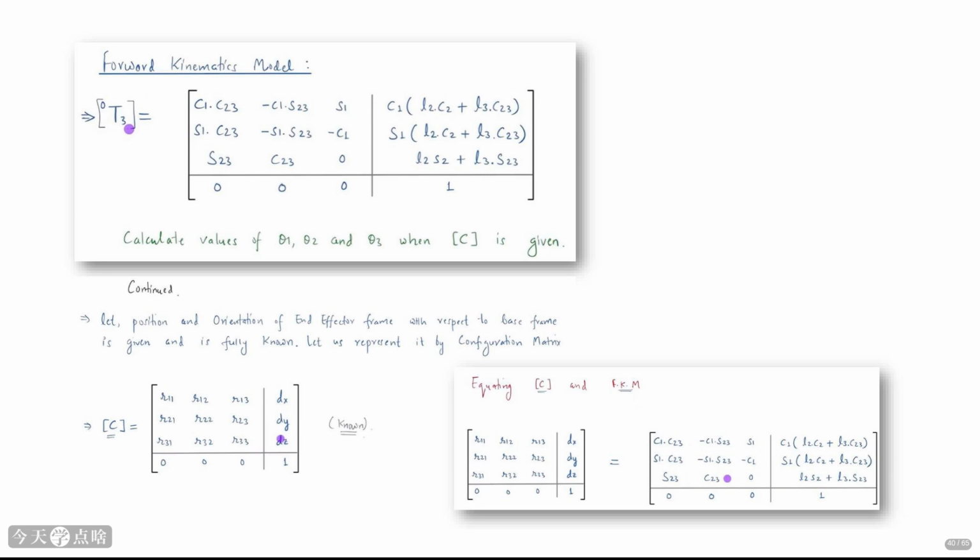Now, let's assume we know the desired position and orientation of the end effector, represented by the configuration matrix C. The matrix C is known. We need to equate the forward kinematics model to the configuration matrix C and solve for the joint angles θ1, θ2, and θ3. This leads to a system of equations that we need to solve.